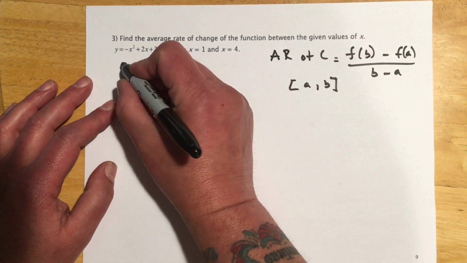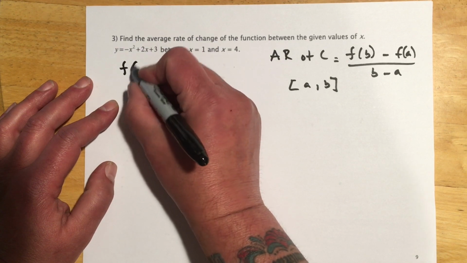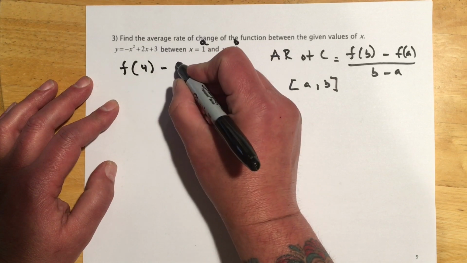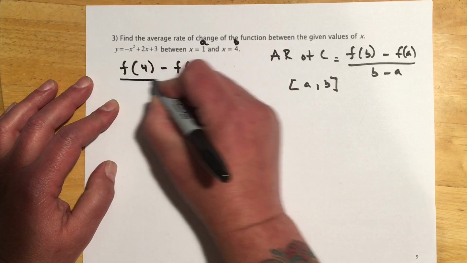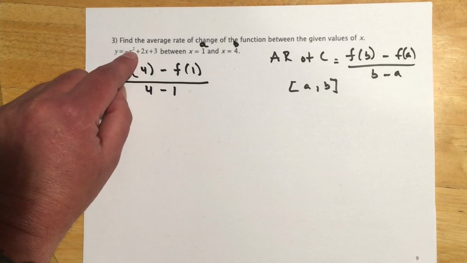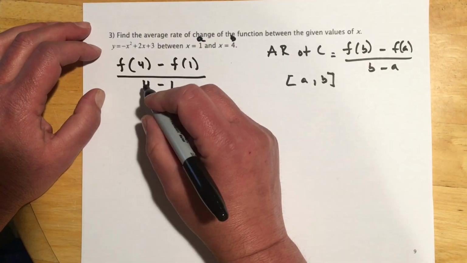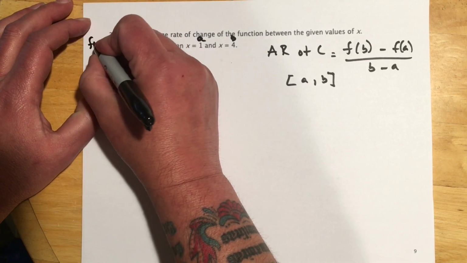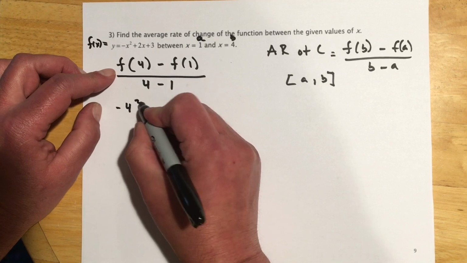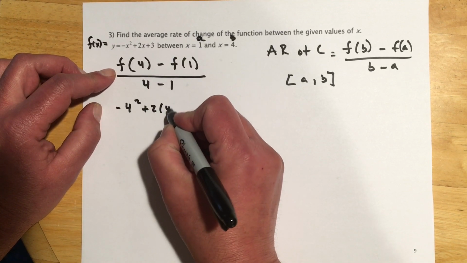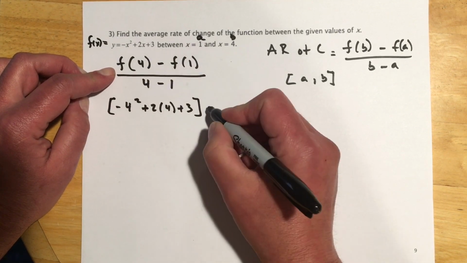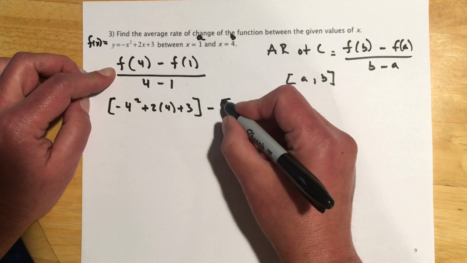We didn't do a ton of work with this, but it's not a terribly hard problem. So this is going to look like f of 4, so this is like my a and this is my b. So f of 4 minus f of 1 over 4 minus 1. Now we're just plugging these in for x. This equals f of x, so we'll go negative of 4 squared plus 2 times 4 plus 3. So that is f of 4. Then we subtract from that f of 1.